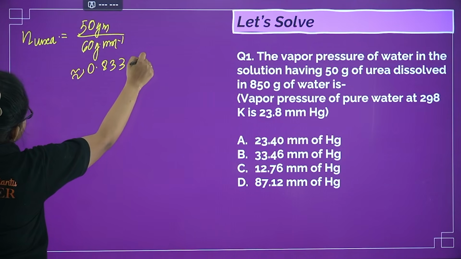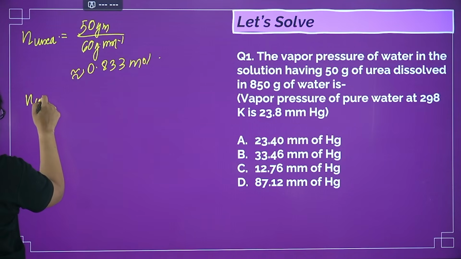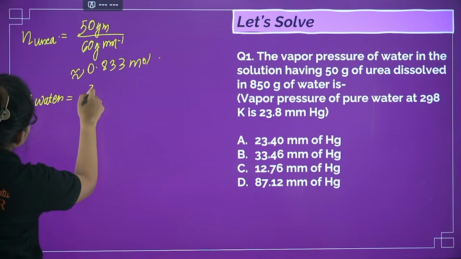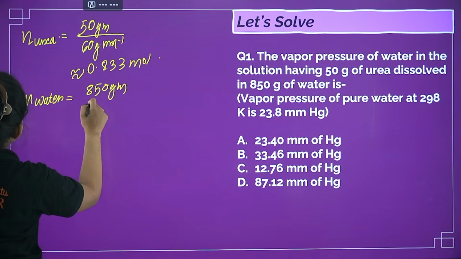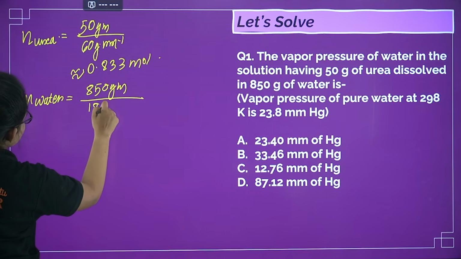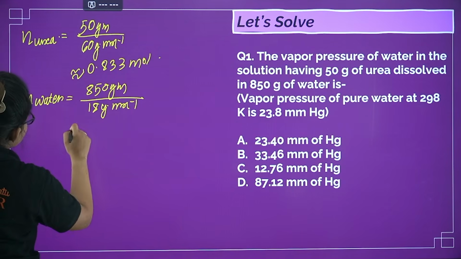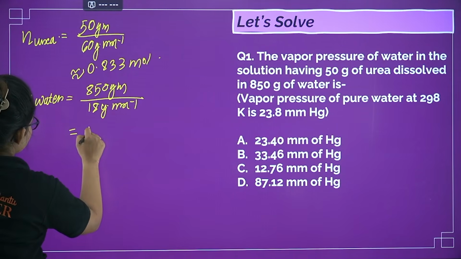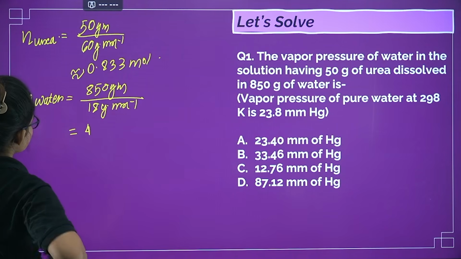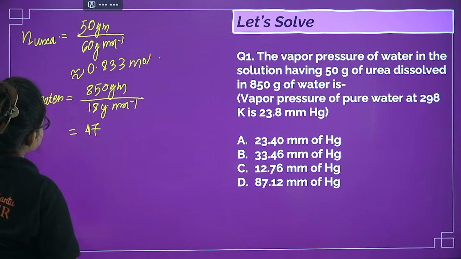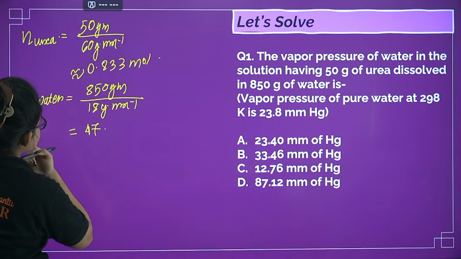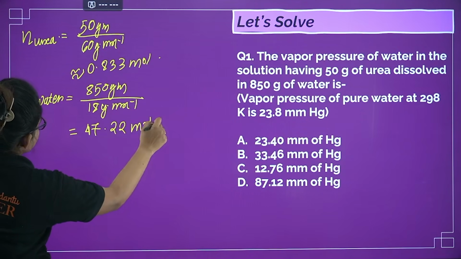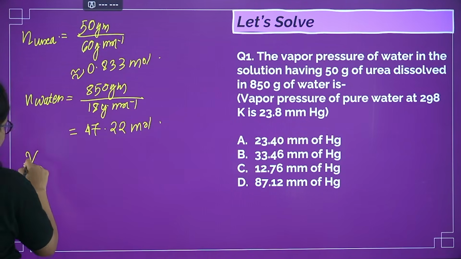0.833, I guess. Okay, now the number of moles of water. It's going to be how much? 850 gram divided by 18 gram per mole. Okay, if you calculate, 47.22, I guess. Okay, now let's put the mole fraction of water.